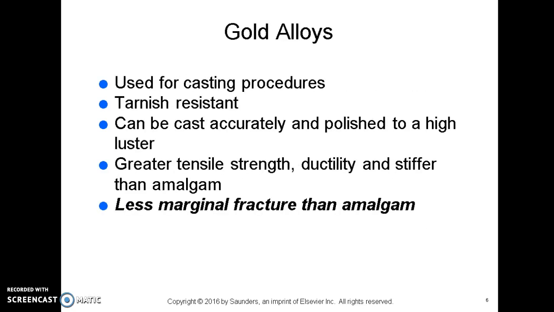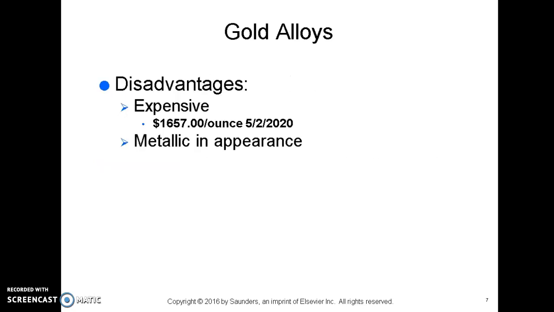Alloys are used for casting procedures. They are tarnish resistant. They can be cast accurately and polished to a high luster. These are all very important for use inside the mouth. These alloys have greater tensile strength, ductility, and are stiffer than amalgam and offer less marginal fracture than what an amalgam would offer. The disadvantages to using gold is that it's terribly expensive.